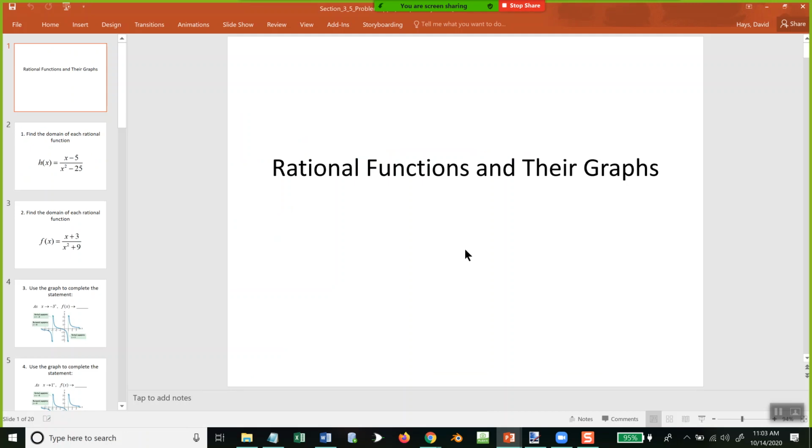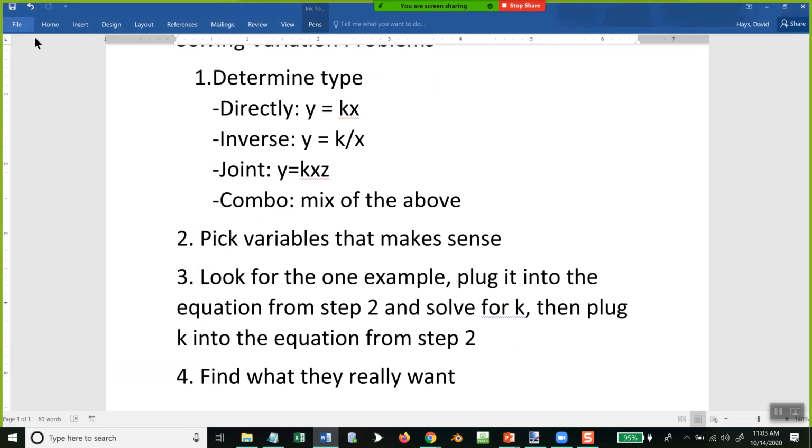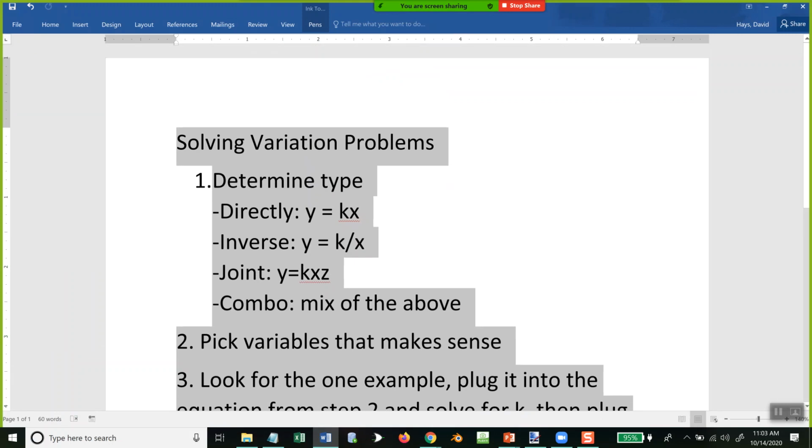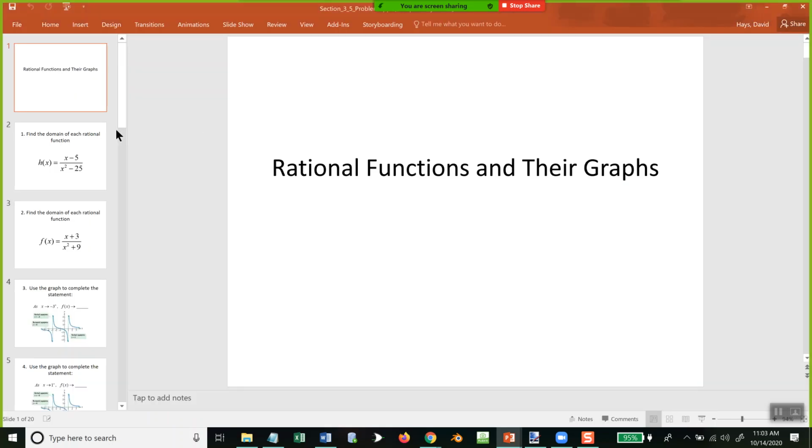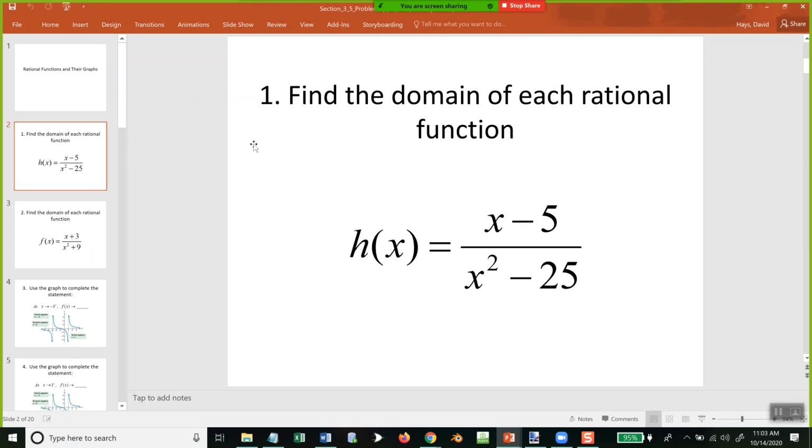This is 3.5 rational functions and their graphs. Now, a rational function looks like this. Rational function means single fraction. So we got a single fraction. Specifically, we have variables in the denominator. That's what makes a rational function.